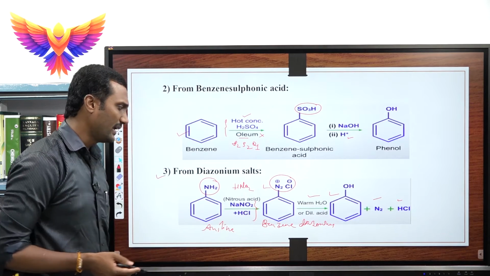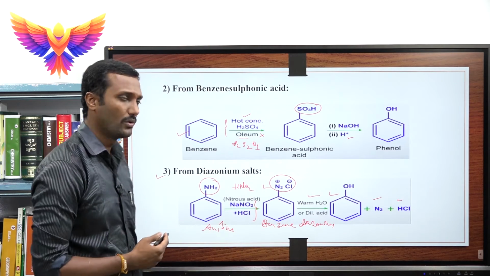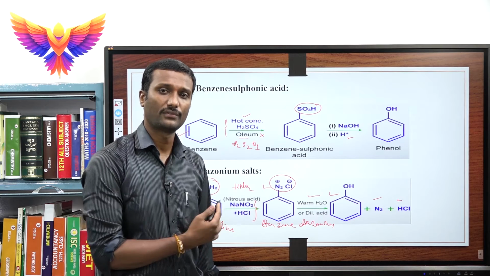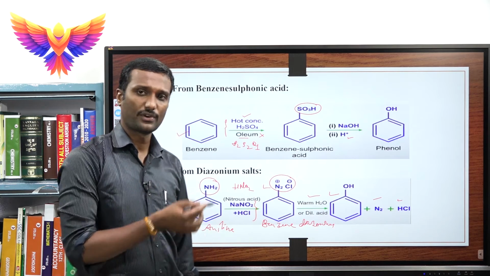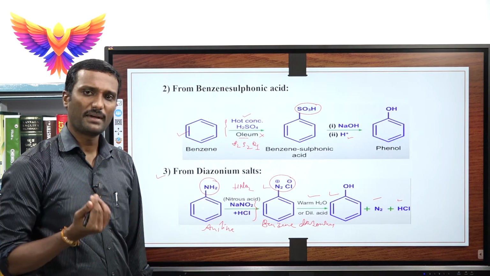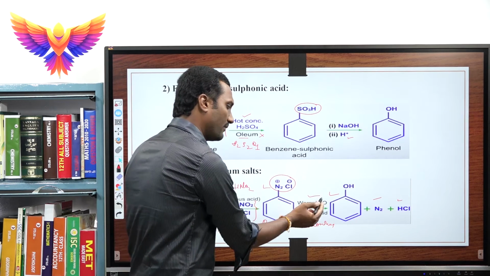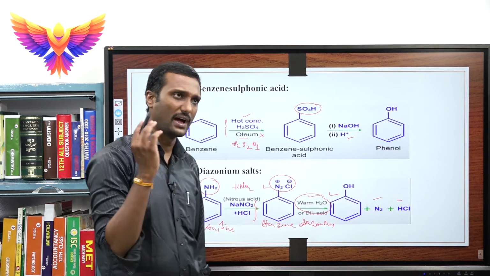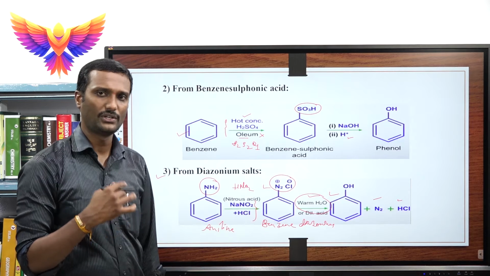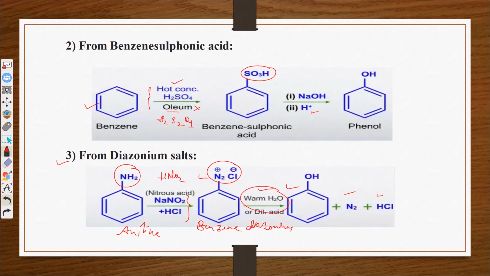So it is very important. There is a high possibility of being asked how to prepare phenol from chlorobenzene or from aniline. They may ask in any way, but the product obtained is phenol when you change the route, that is, when you add water and warm it, we immediately get phenol. So we will go to the next method of preparation of phenol.